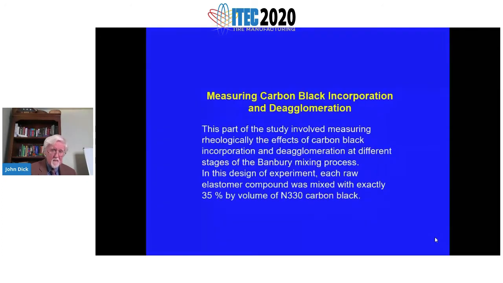So on the next slide, we see that measuring carbon black incorporation for deagglomeration, that was the goal of this study. This part of the study involved measuring rheologically the effects of carbon black incorporation and deagglomeration at different stages of the Banbury mixing process. In this design of experiment, each raw elastomer compound was mixed with exactly 35% by volume of N330 carbon black in this study.